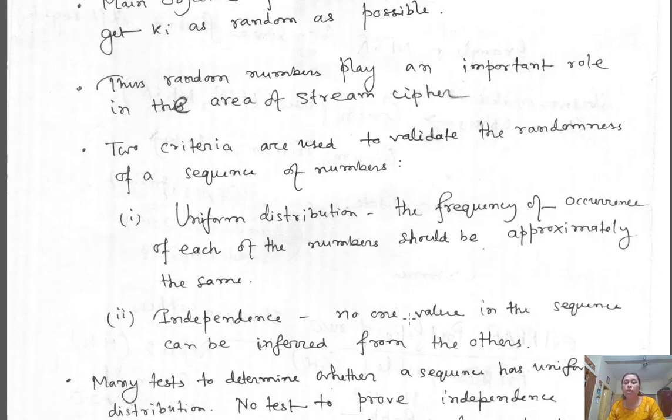And independence: no one value in the sequence can be inferred from the other values. So, you have a long sequence, and the occurrence of this symbol here is independent of the occurrence of this symbol here. So, there is no correlation. No one value in the sequence can be inferred from the others. So they are independent and they are also uniformly distributed. These are the basic things to validate the randomness of a sequence of numbers.